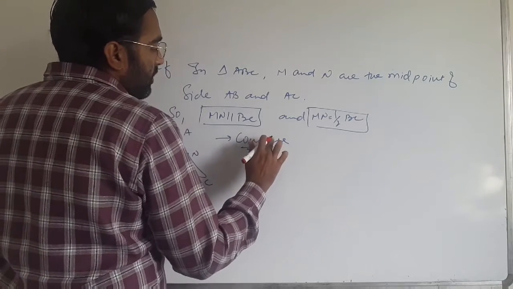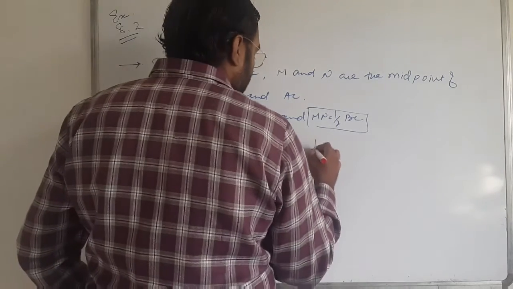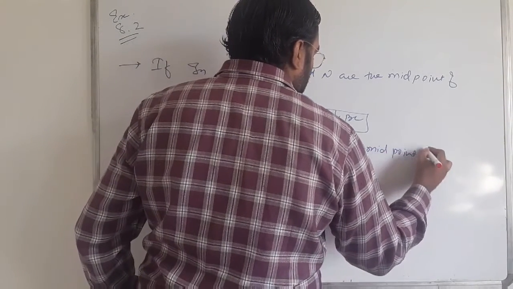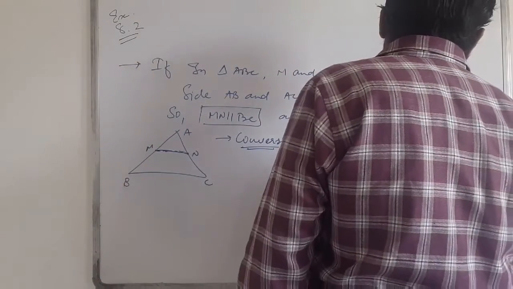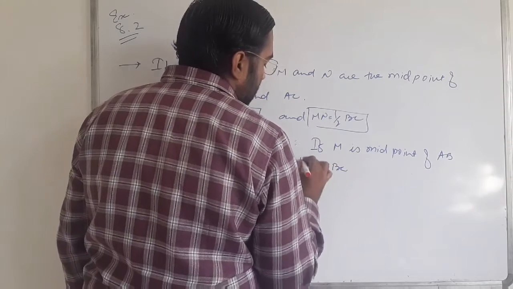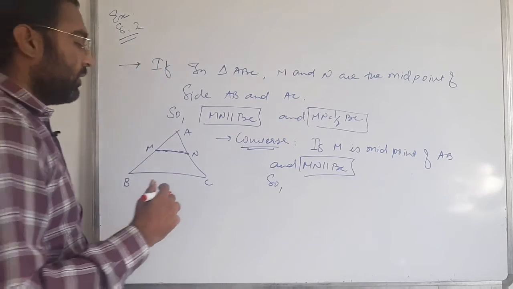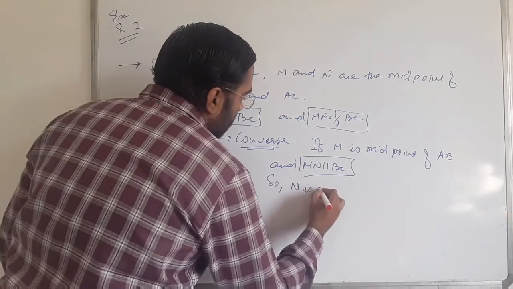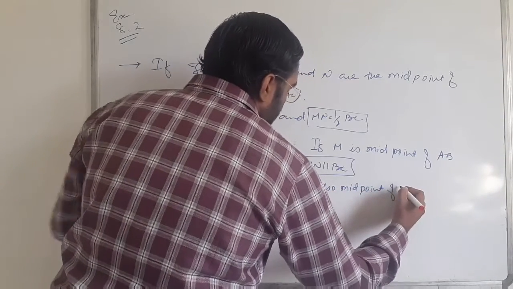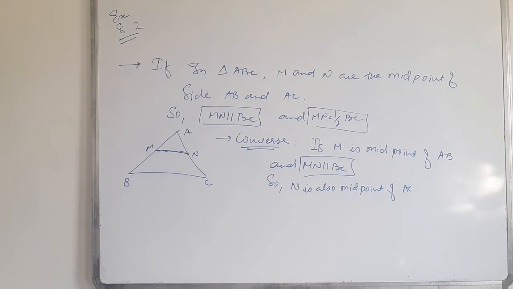Okay, so what is the converse of it? If M is the midpoint of AB and MN is parallel to BC, then we have to write that N is also the midpoint of AC. Clear that? We have to write that as the converse.